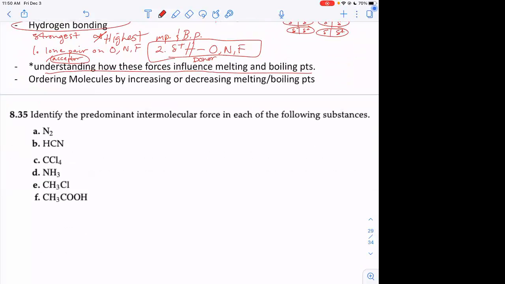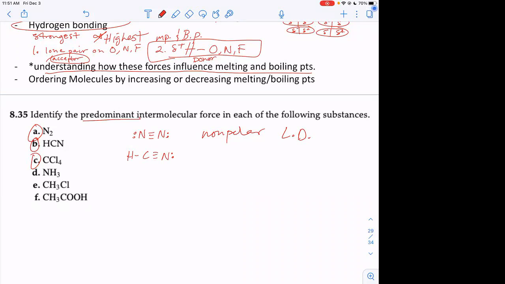Okay, we're not going to do all these, but let's just take the first 3 here. Could you identify the predominant, meaning the strongest, intermolecular force that these molecules would have? So N2, I think the quickest way to do this is draw out the Lewis structure. What kind of molecule is this? You have to be quickly able to decide, is this polar or non-polar? Non-polar, right? So this would have London dispersion, or van der Waals forces. HCN, you just draw that out.